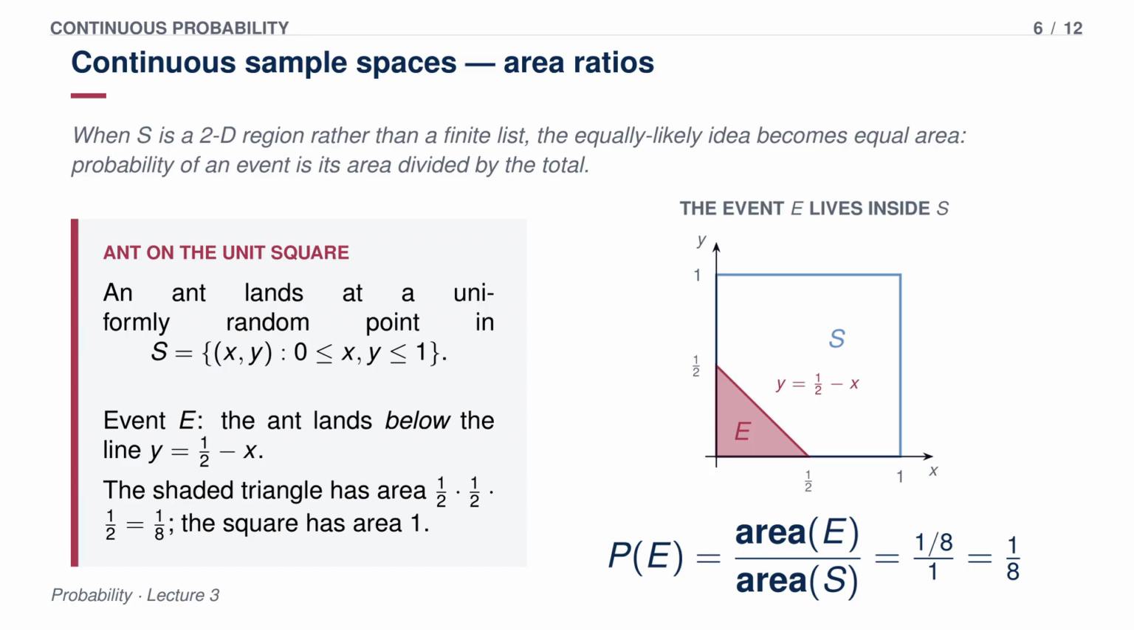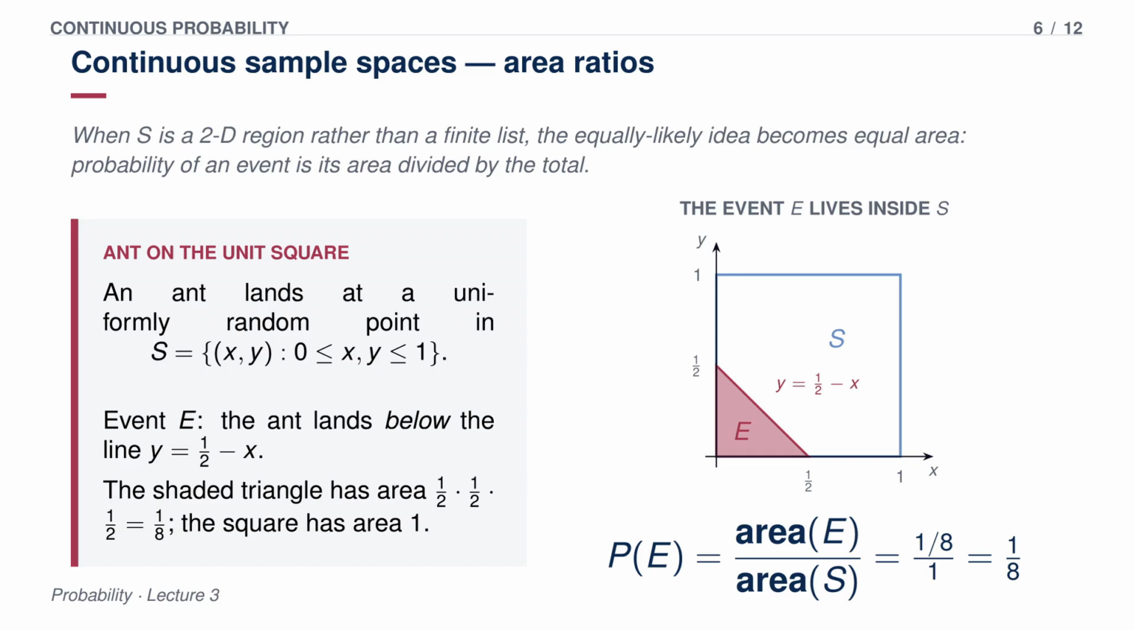Now we define our event. We want the probability that the dart lands below the line y equals 1/2 minus x. If you draw that line on the target, it cuts diagonally across the bottom left corner of the square. The region below that line forms a small right triangle. Both the vertical leg and the horizontal leg of that triangle are exactly 1/2 of a foot in length.